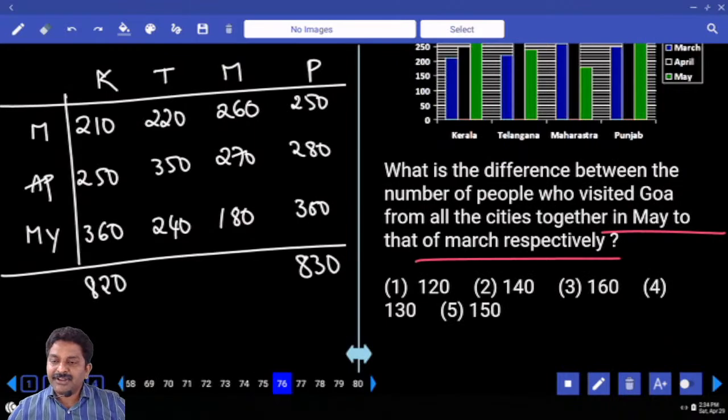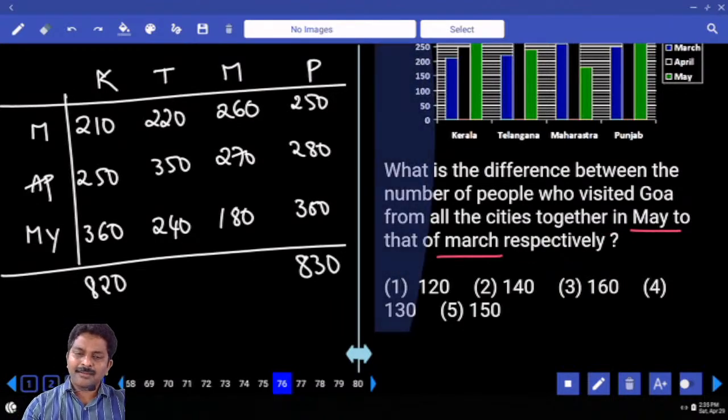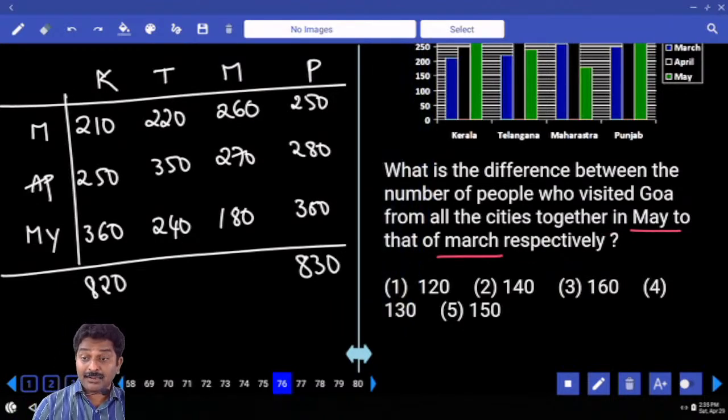What is the difference between number of people who visited Goa from all three cities together in May to that of March? Difference between number of people visited Goa from all three cities. Which month? May and March. All the cities, May and March.